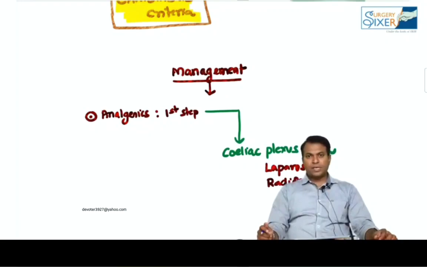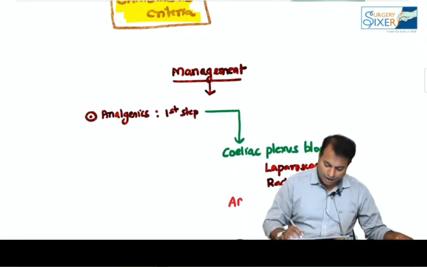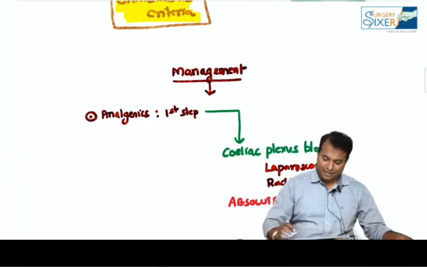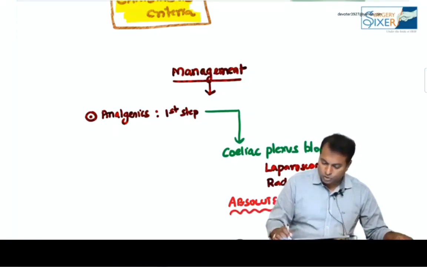What is that injection? The drug used to damage the celiac plexus is absolute alcohol, used as a neurolytic. So the patient whose pain started because of alcohol is now ending because of alcohol. His pain started with alcohol, now stops with alcohol. So absolute alcohol is used for celiac plexus block.